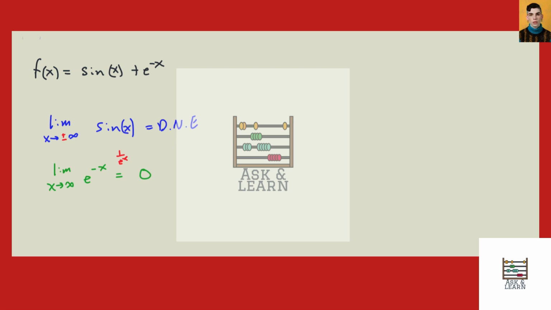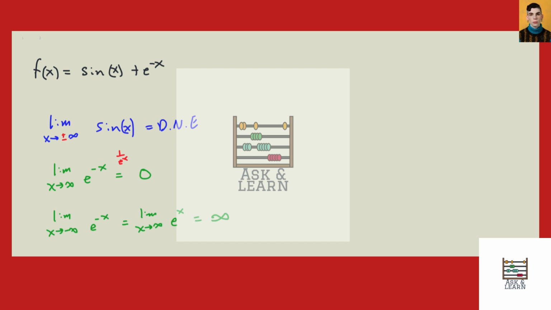And now let's check for the other side. So the limit as x approaches negative infinity of e to the negative x. Well, this would be the same as the limit as x approaches infinity of e to the x. And e to the x goes to positive infinity.